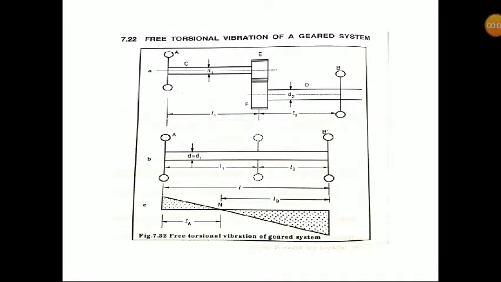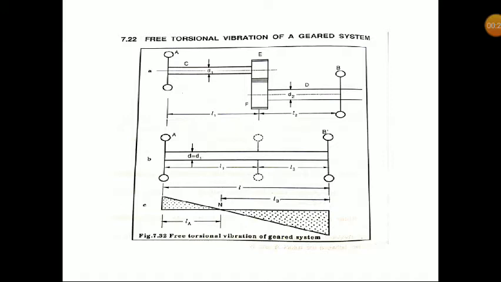So next we are going to torsional vibration of a geared system. Up to this we have considered single rotor, two rotor and three rotor. Here, instead of the middle rotor, we are assuming a geared system, that is a pinion and gear arrangement. Consider a geared system as shown in the figure.